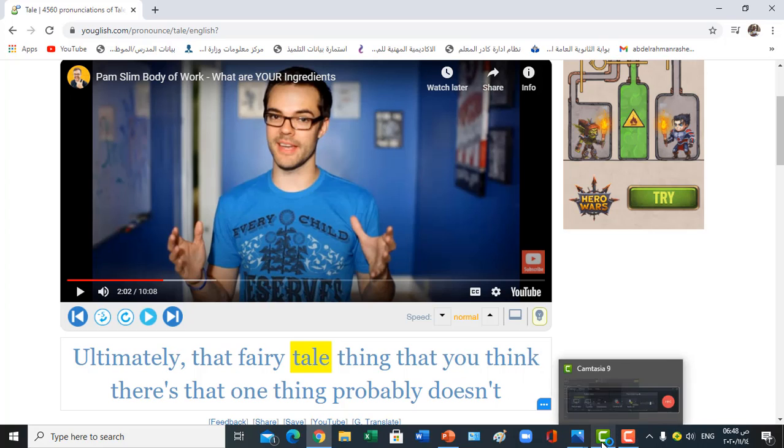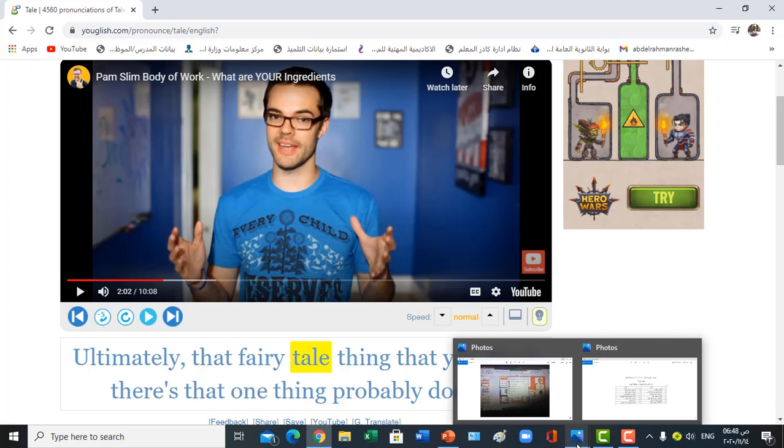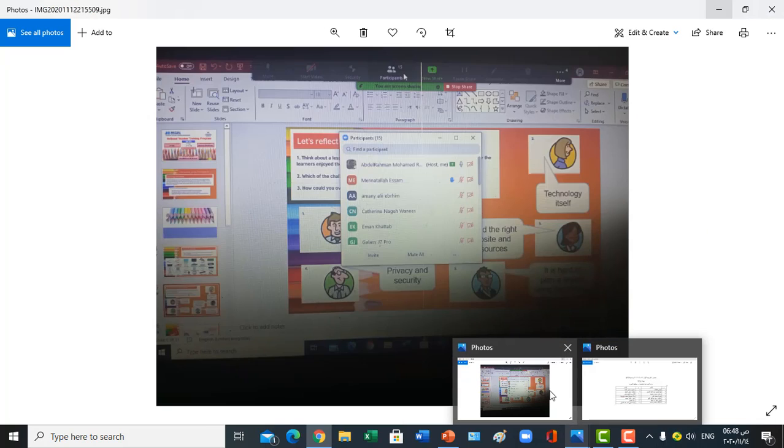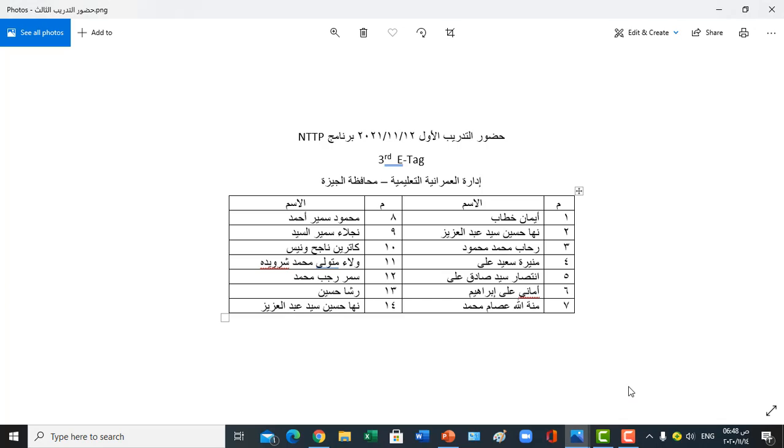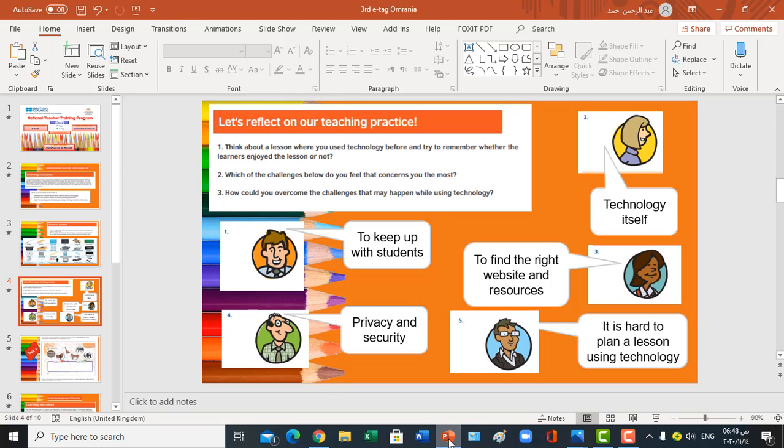Let's now return back to our slide. Here is the attendance of this session. We have got this attendance, and here are the names of the attendees, those who attended the last training. Now let's move to our slide again.